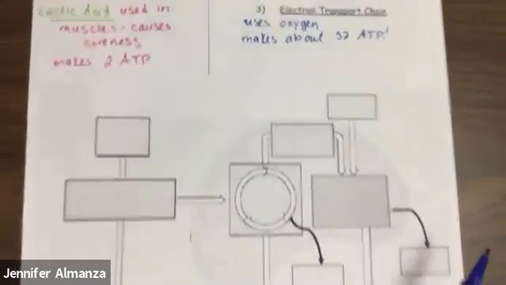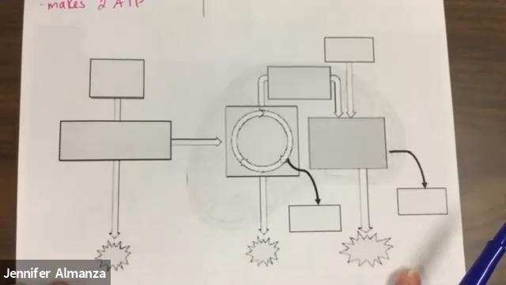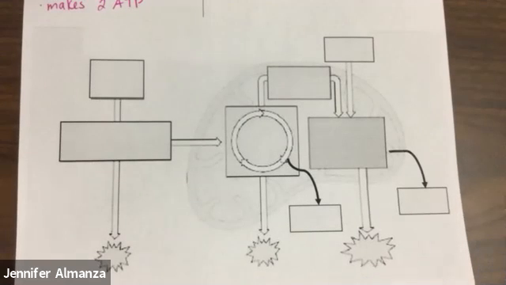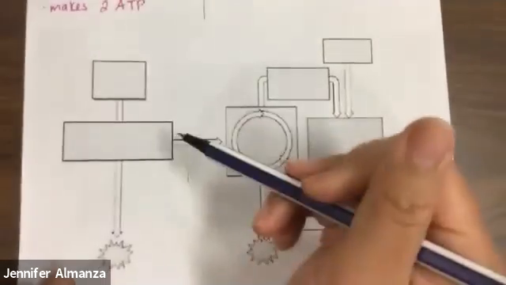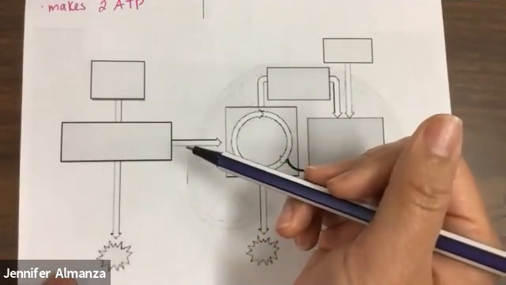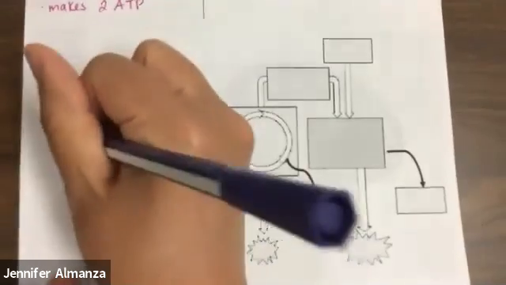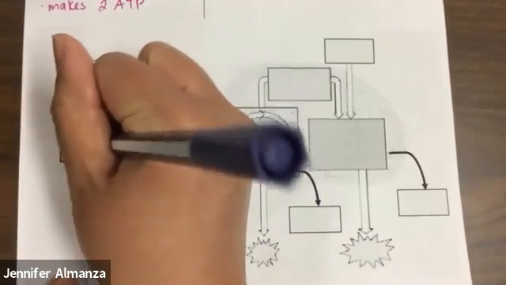So lastly, let's go ahead and fill out this diagram. Okay, so I have a mitochondria here. Kind of looks like my chloroplast, but not quite. It's just a little bit different. And so I'm going to go ahead and start over here on the left. So on the left-hand side, this is my cytoplasm. So remember, our first step was glycolysis. So I'm going to put glycolysis right here.